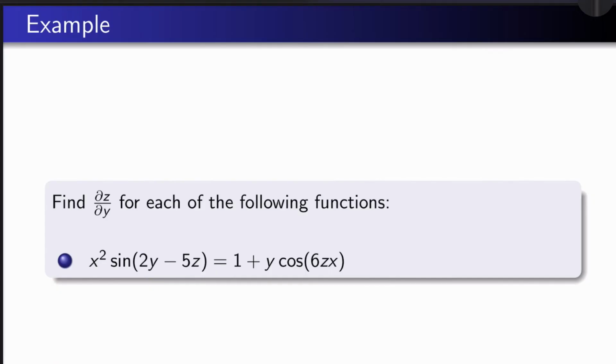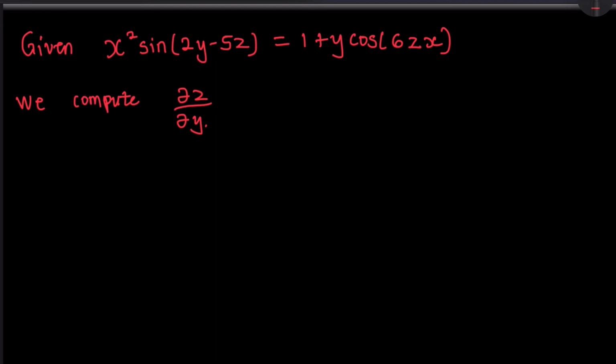So here we have to compute ∂z/∂y, given the function as x squared sine of 2y minus 5z is equal to 1 plus y cosine of 6zx. So here we are going to use the chain rule, the product rule, and the implicit differentiation formula, right? We are going to use all these three to solve this question. To compute ∂z/∂y, we are going to focus on the z and y variables, and any other variable will be treated as a constant. So in this case, x will be treated as a constant.